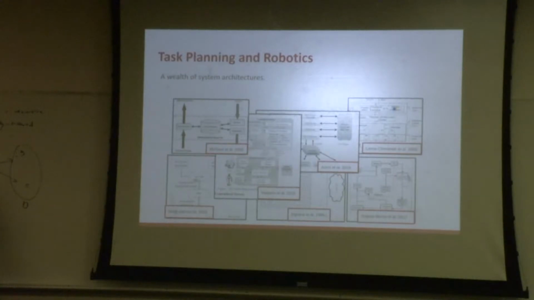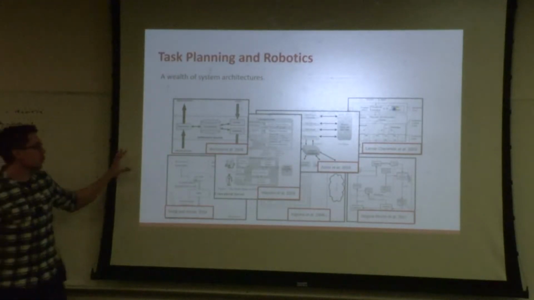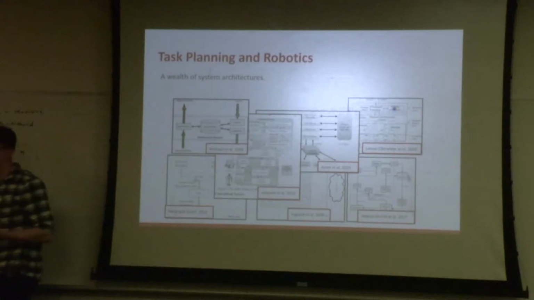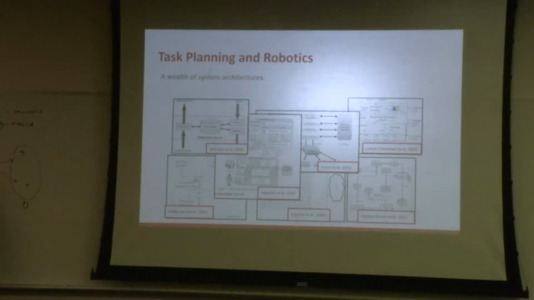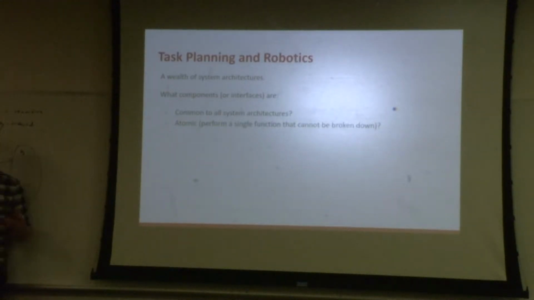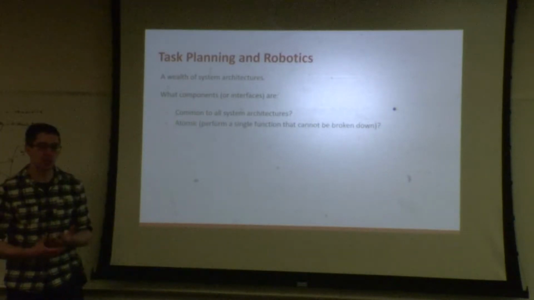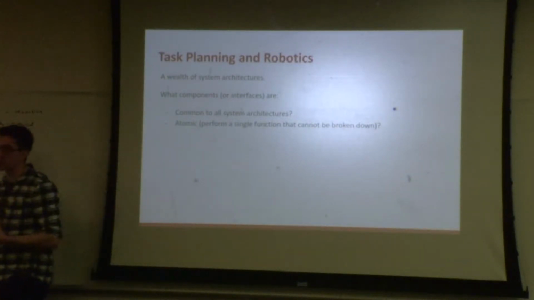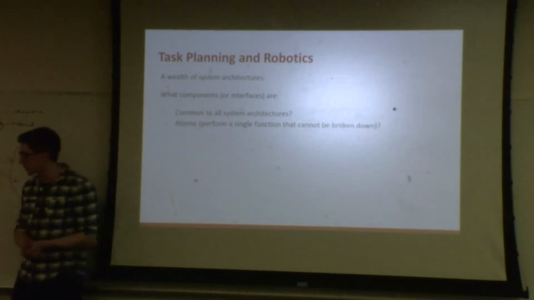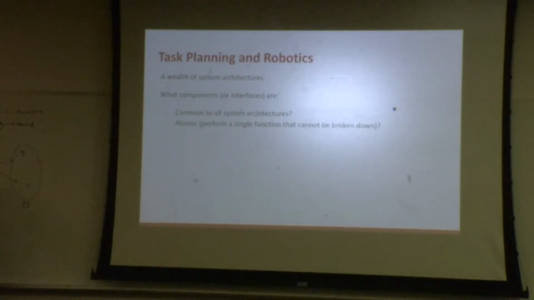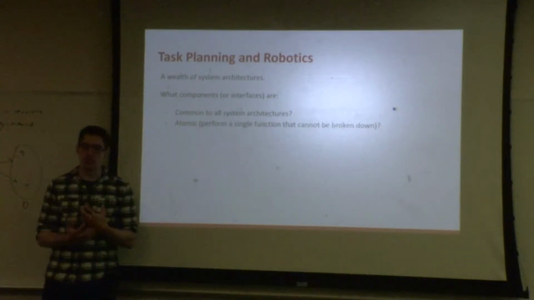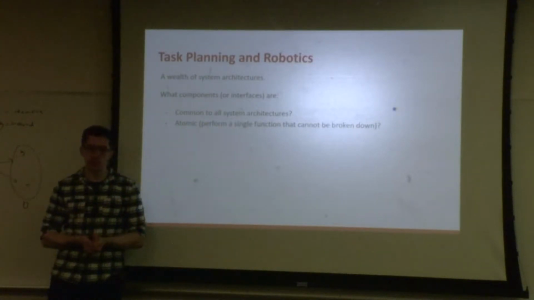Okay, so just going back to what I was talking about before, there is this wealth of system architectures, and we had already built two. When designing ROSPlan, the question we asked was, which components, which boxes are present in all of these system architectures? What are the interfaces, the nodes, that everybody has to implement, no matter what their system architecture looks like? And there are some wildly different system architectures. As well as that, what are the boxes which perform a single function? Which are the ones that you can't break down into smaller boxes with arrows?